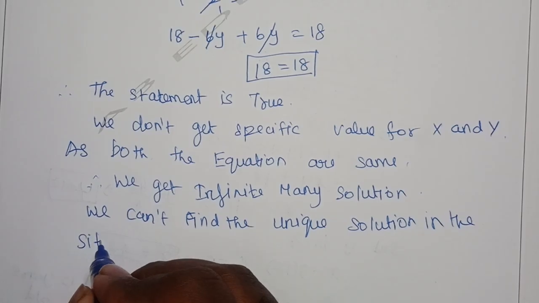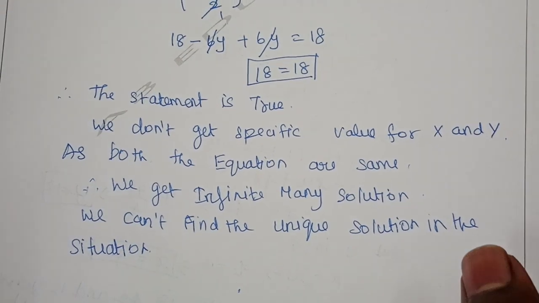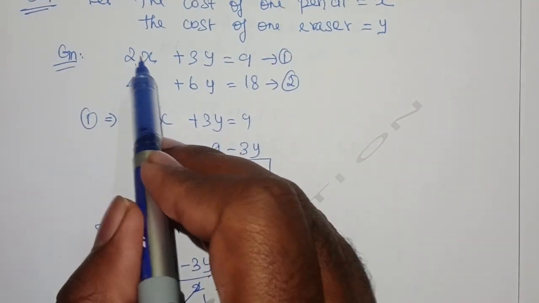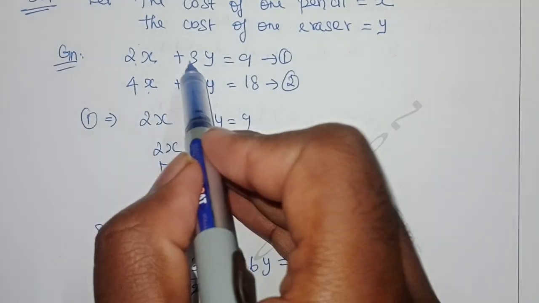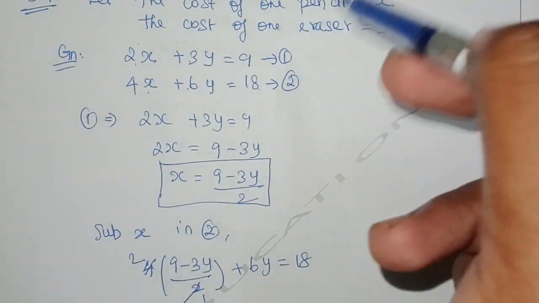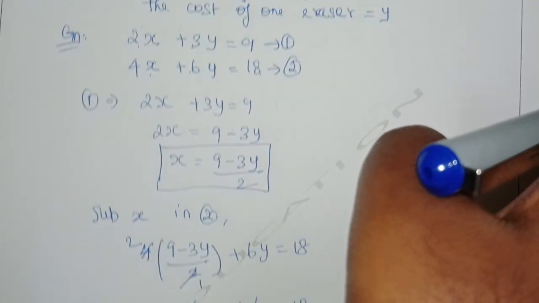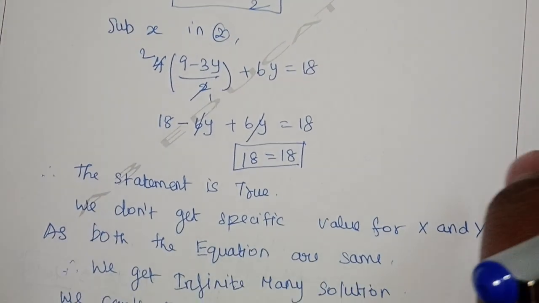In this situation, we see that both the equations are the same. The first equation multiplied by 2 gives the second equation: 2 into 2 is 4, 3 into 2 is 6, 9 into 2 is 18. Therefore, both the equations are the same. When both the equations are the same, there will be infinitely many solutions.